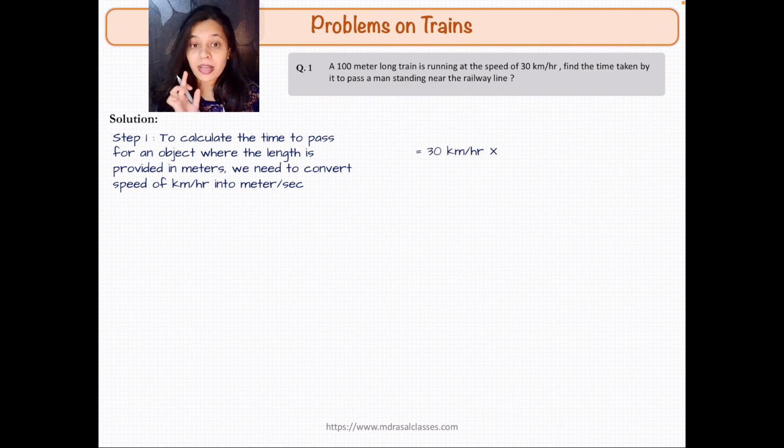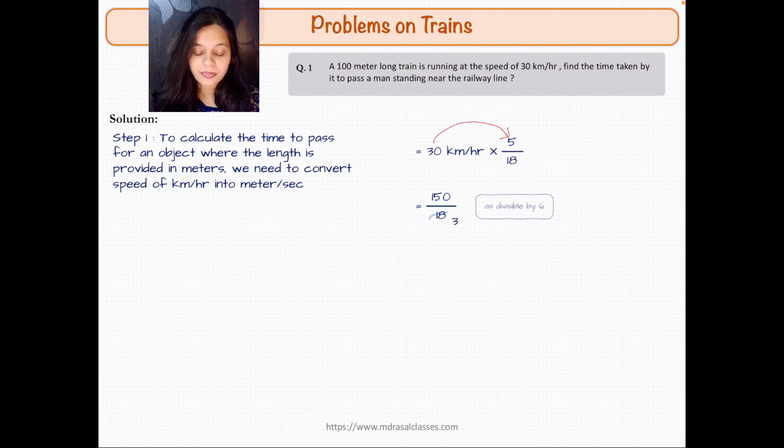Let's convert 30 km per hour, multiplied by 5 upon 18. Further, we will get this calculation. We just have to multiply 30 by 5, and we get 150 divided by 18. Now simplify it. Divide by 6. How much value will we get? 25 upon 3. This is what we did: the speed is converted into meter per second.